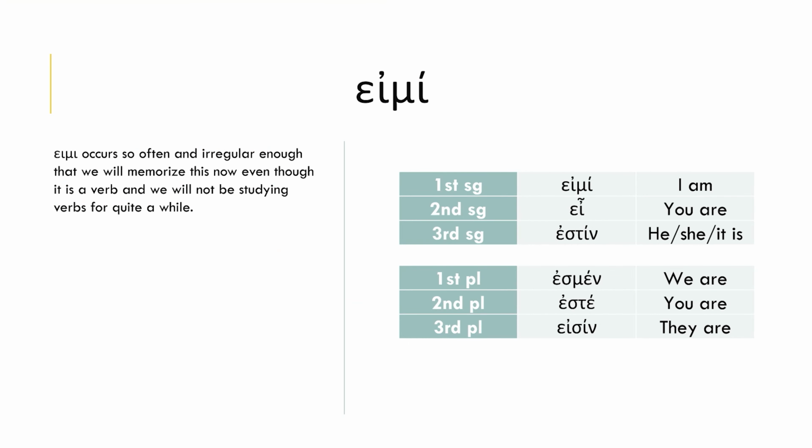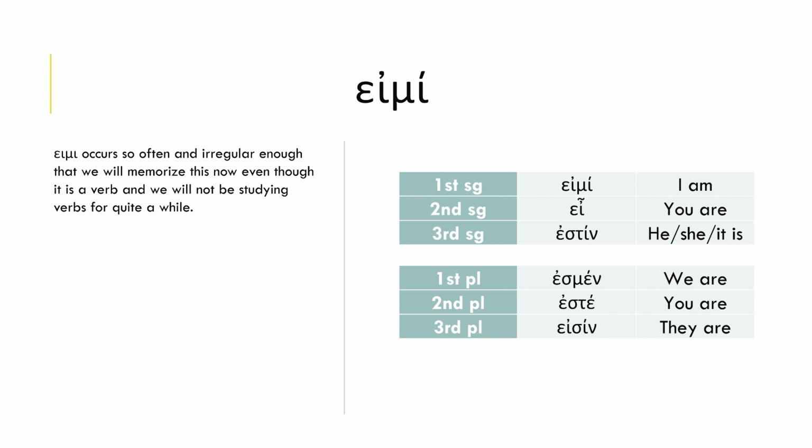Now, very quickly, I'm just going to show you a chart and just tell you, you've got to memorize it. This is really pretty simple. ειμι is the Greek word for "I am." It's the "to be" chart. And here it is.